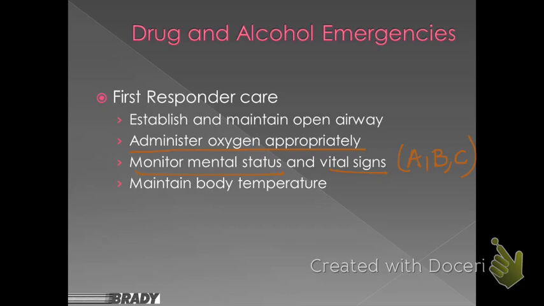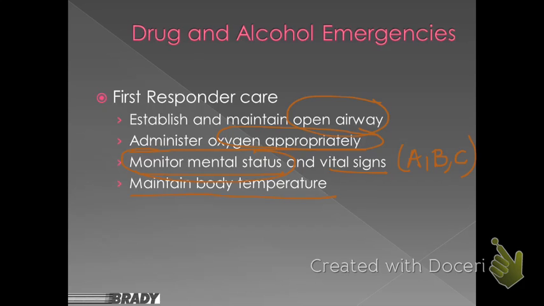And then another big deal is if we have an unconscious patient or a patient who is either overdosed or in a drunken state, we want to maintain body temperature, right? We don't want that body temperature to drop too low, and we definitely don't want it to go up too high. And so as a first responder, what are we doing? What's the main goal? The main goal is to make sure they have an open airway, make sure they're getting enough oxygen, then make sure that they have a good mental status.